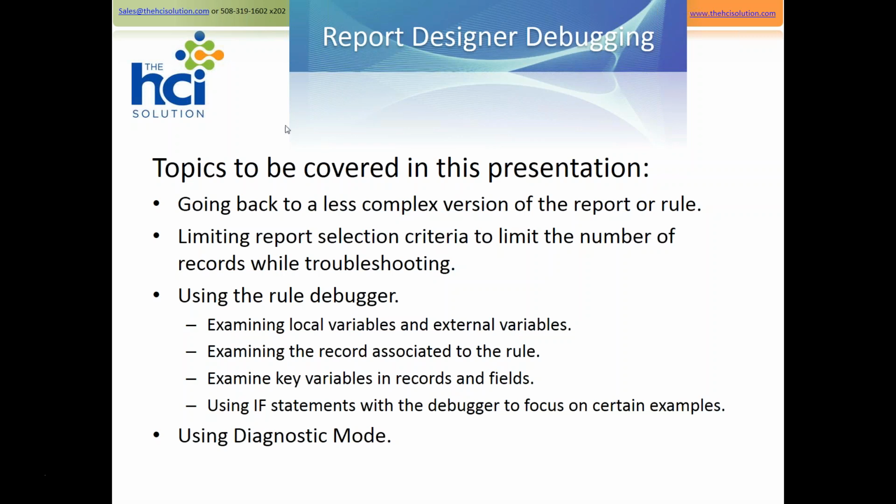Some of the things we're going to cover today are going back to a less complex version of the report or rule that you're working on, limiting the report selection criteria to limit the number of records while troubleshooting, using the rule debugger and examining local variables, examining records associated to the rule, examining key variables, using if statements with the debugger, and using diagnostic mode in the report itself.